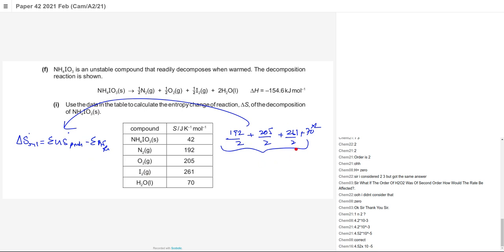What is the answer here, please? Products entropy minus reactant, which is just 42. Can someone help me with this calculation? Just get me the answer. I don't want to waste time, since you have done it, just get me the answer, because when I calculate this it takes a few seconds.